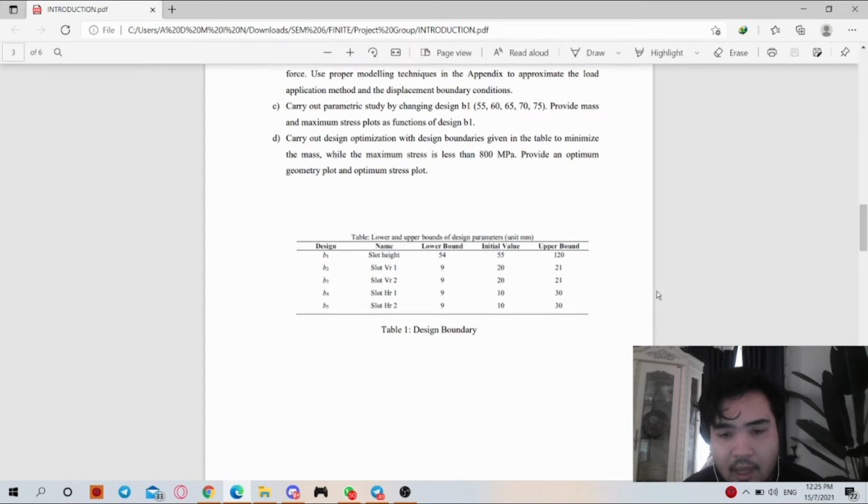This is the table of the properties of the lower and upper boundary of the design parameters in millimeter, which include B1, B2, B3, B4, and B5. Each has its own lower bound, initial value, and upper bound.